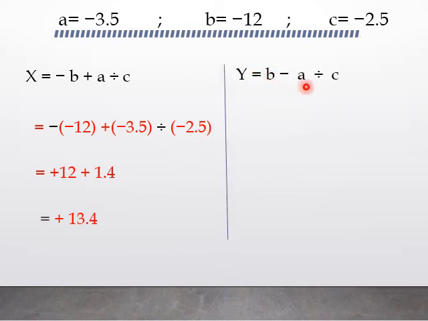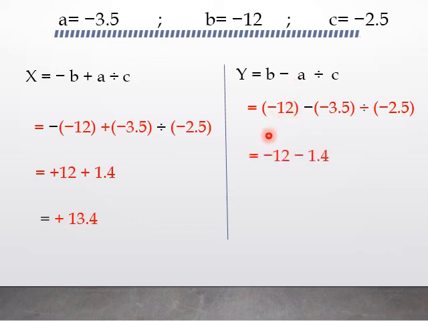Y equals B minus A divided by C. Replace the letters by their equivalent values. Here we have minus 12, and 1, 2, 3 negative signs, an odd number, so they should be replaced by a minus. And 3.5 divided by 2.5 is 1.4. Now minus 12 minus 1.4 is minus 13.4.